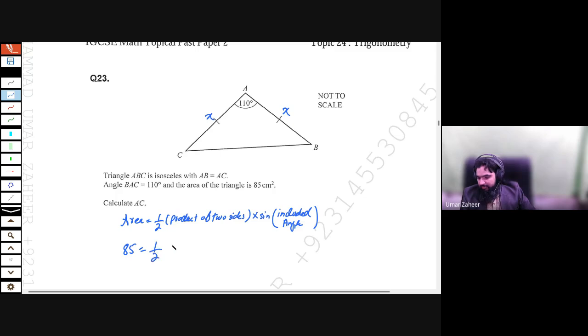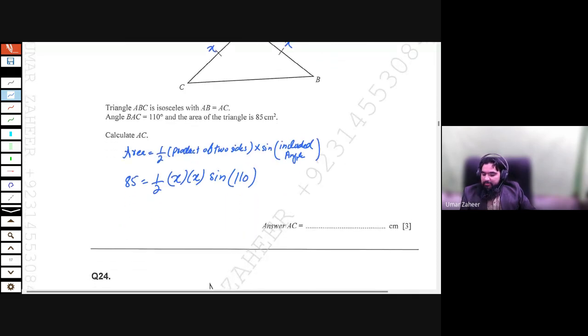1 by 2 product of two sides, that are x multiplied by x, sine of their included angle, that is 110. Now the 2 is dividing, on the other side it will be multiply. x multiplied by x will be x square. Sine 110 is multiplying, on the other side it will be divide.